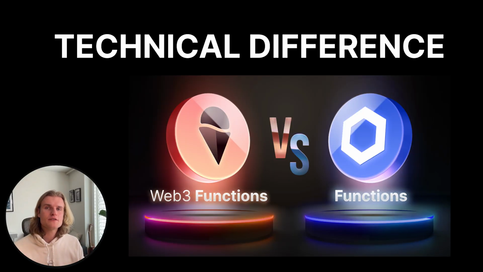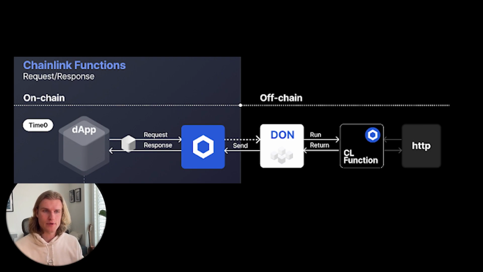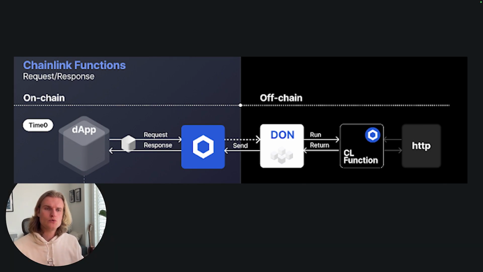The most significant technical difference between Gelato's Web3 functions and Chainlink functions is their execution model. Gelato's Web3 functions use a worker model, whilst Chainlink functions use a request and response model. Now what does that mean? If we have a look at this diagram here, you can see that Chainlink functions only trigger after someone sends an on-chain transaction that requires paying for gas costs.